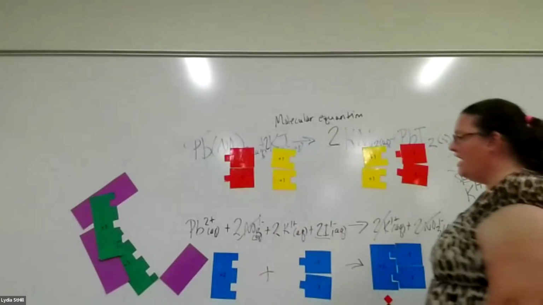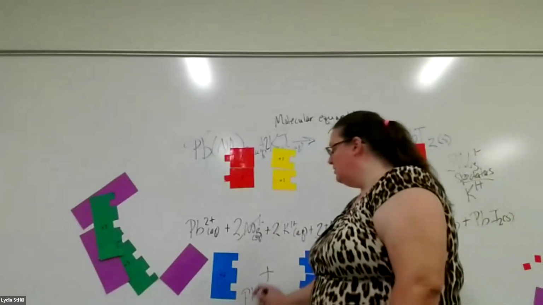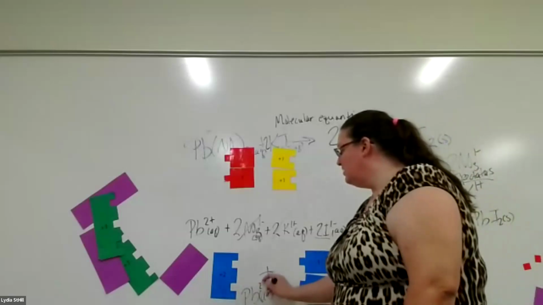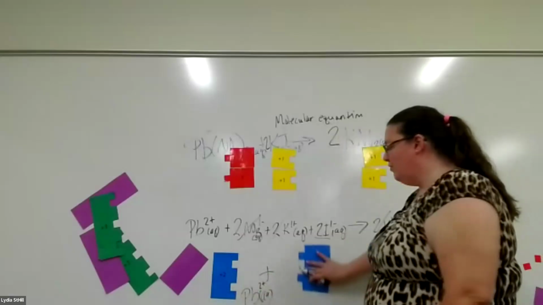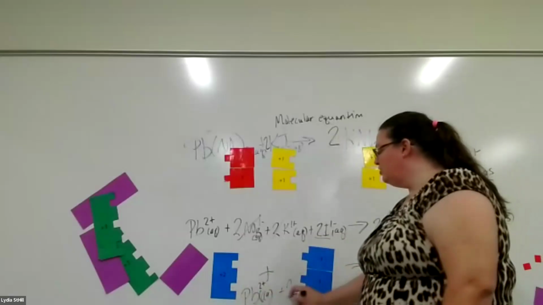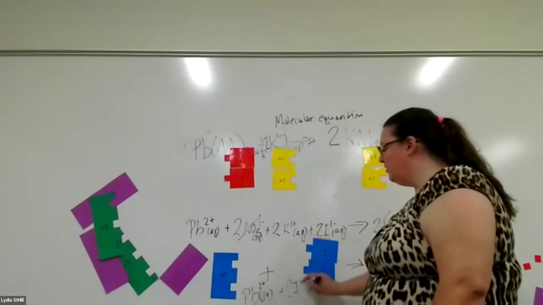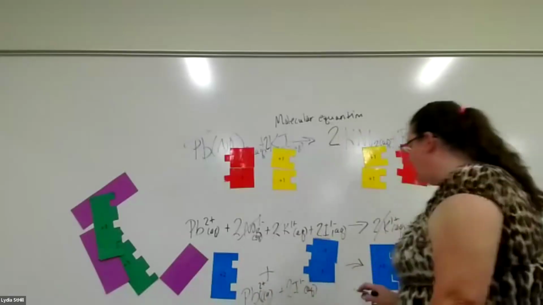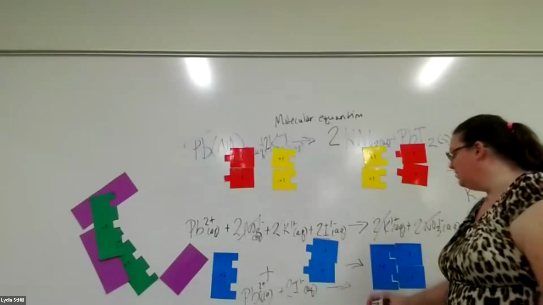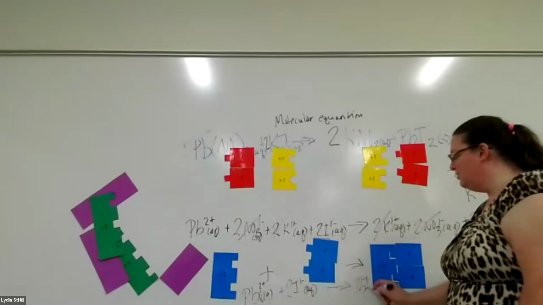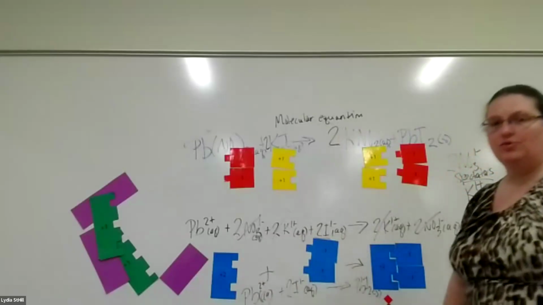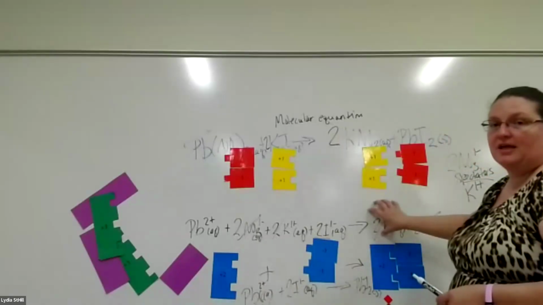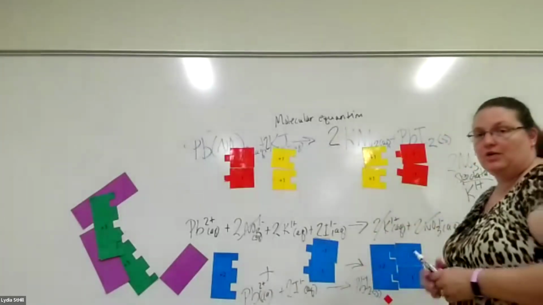This is what happened. We have Pb, and that is going to be aqueous with a 2+ charge, bonded with 2I with a 1- charge, and that's going to be aqueous. And we ended up finding out that we have PbI2 as a solid is who our couple is. So now we went from our molecular equation to our complete ionic equation to our net ionic equation.